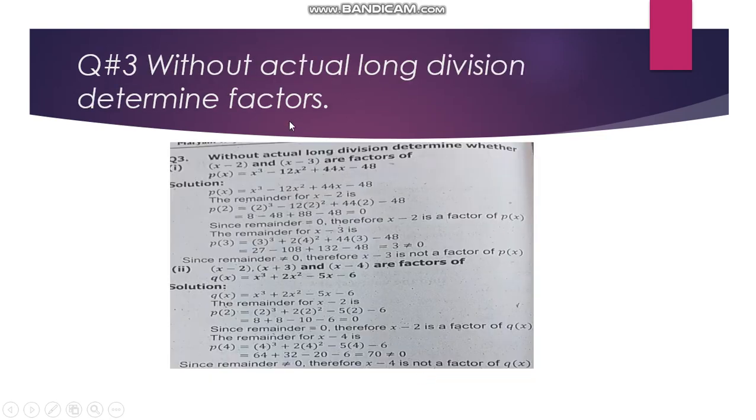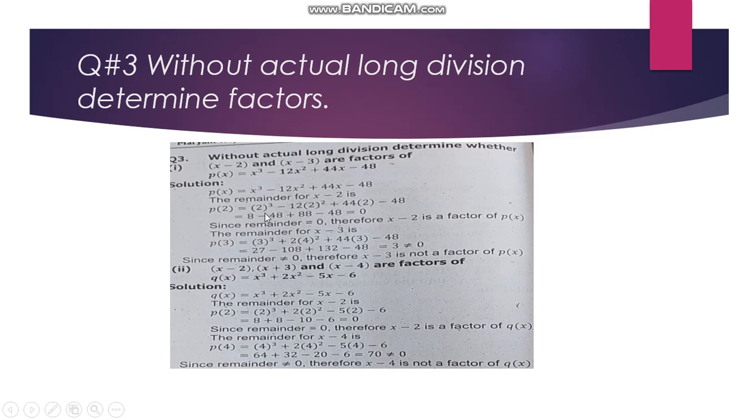Question number 3 is without actual long division determine factors. The question is without actual long division determine whether x minus 2 and x minus 3 are factors of this polynomial, which is x cube minus 12x square plus 44x minus 48. So simply one by one I will assume x minus 2 is equal to 0 and x minus 3 is equal to 0. X values will be 2 and the next value of x will be 3. I will put these values here one by one.